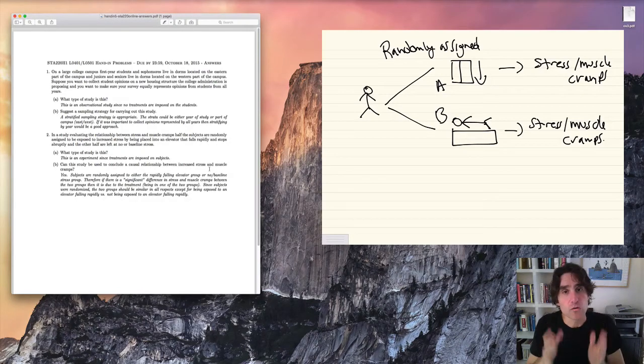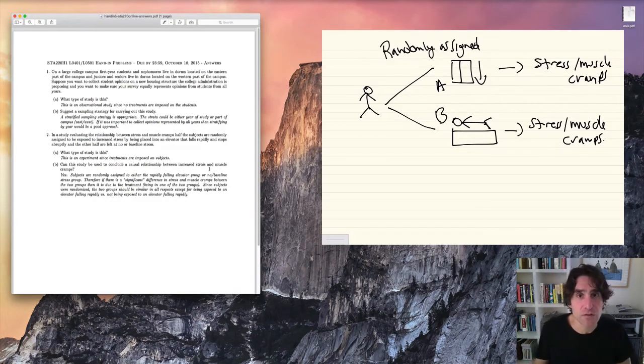The difference between group A and group B, they should be almost identical because subjects were randomly assigned to the two groups, except for one was exposed to being in the falling elevator that stops abruptly, and one was not exposed to that. So if there's a difference between, let's say, the amount of stress or muscle cramps, can you conclude that there's a causal relationship between being exposed to increased stress and muscle cramps? The answer is yes, because basically the two groups should be the same, except for the fact that one was exposed to this falling elevator and one was not exposed to the falling elevator.